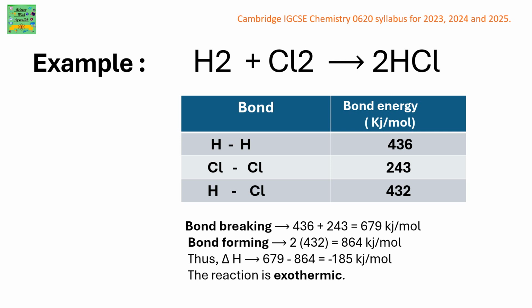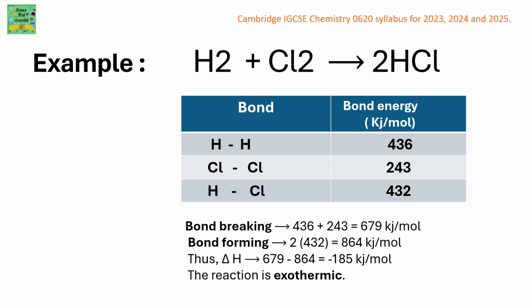Hydrogen has two atoms bonded, so that's H and H. Chlorine has two, so chlorine with chlorine, it's a bond. And then coming to the product side, it's hydrogen along with chlorine after the reaction. Now the bond energies are given next to it, 436, 243 and 432 kilojoule per mole.